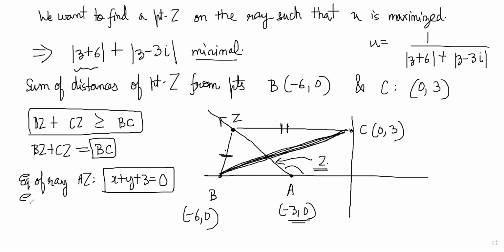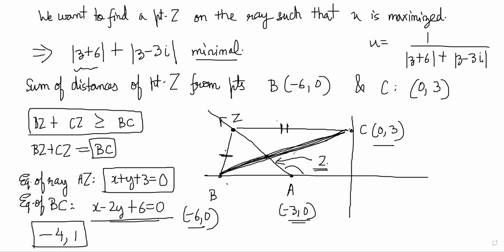Equation of BC: since 2 points are known, minus 6 comma 0 and 0 comma 3, you can write the equation of BC. It is x minus 2y plus 6 equal to 0. The intersection point of these two lines is minus 4 comma 1. So the value of Z is minus 4 plus i.